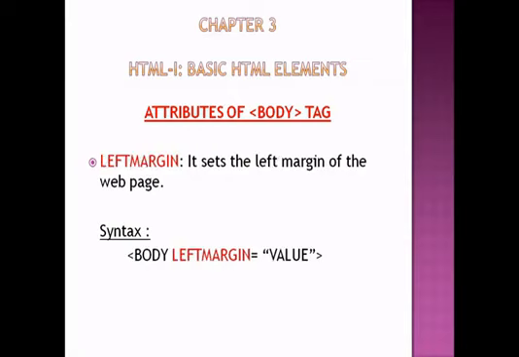Next comes the left margin. Similar to the top margin, the leftmargin attribute will help us specify some space towards the left side of the web page. So how is this attribute used? Body leftmargin followed by an equal sign followed by the value, and the value will be a number, where the more the number, the more the margin towards the left of the web page, and the less the number, the less the space towards the left of the web page.